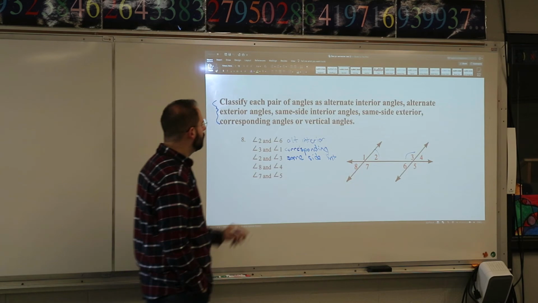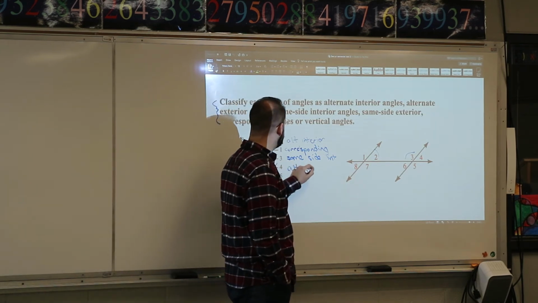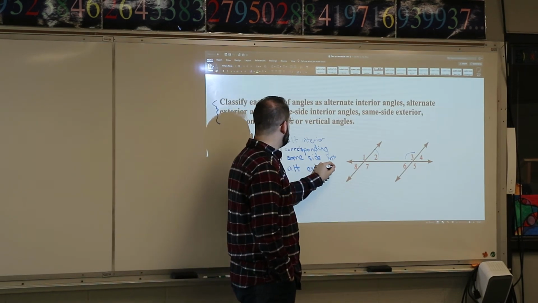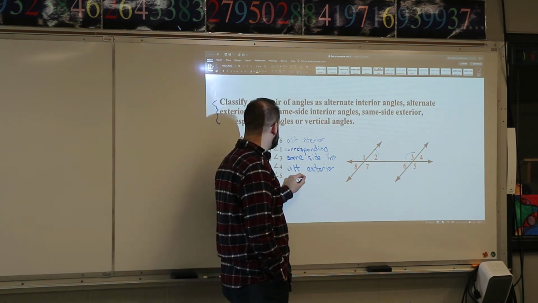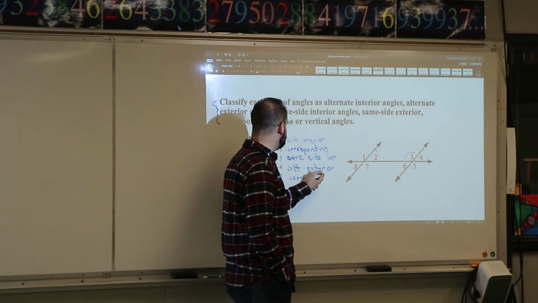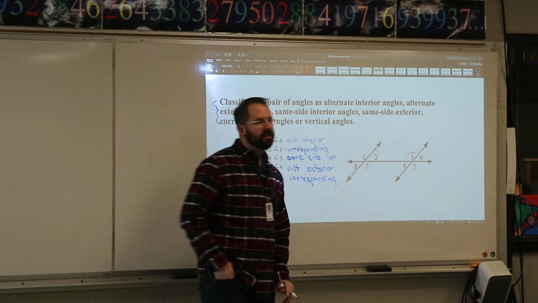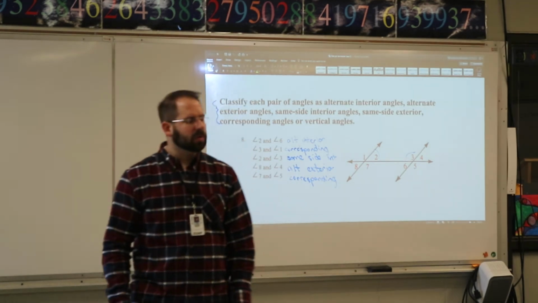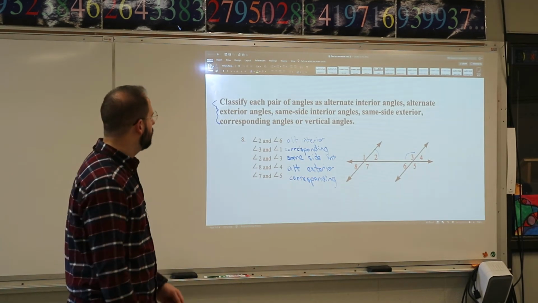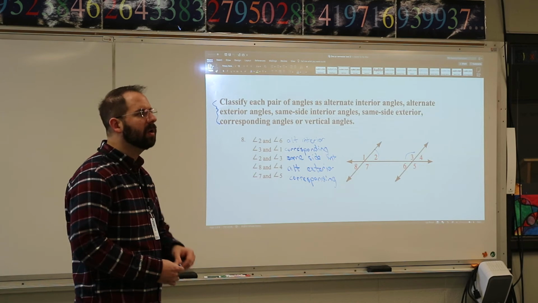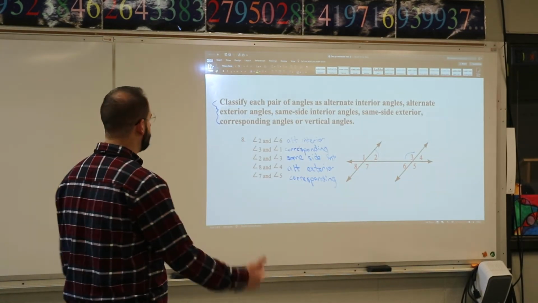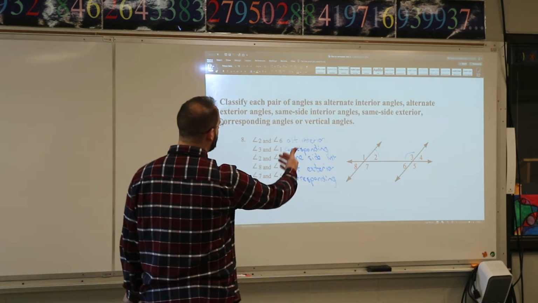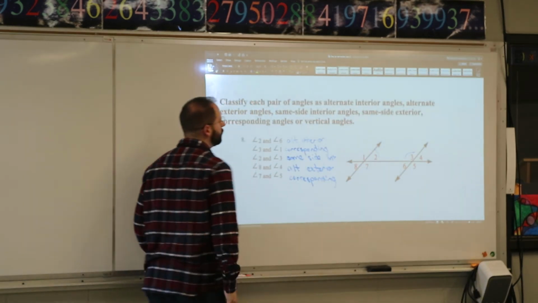8 and 4. Alt exterior. And the last one, 7 and 5. Corresponding. Alright. Again, these words can repeat. You're not going to use the word once and cross it off. The word bank is up above. Don't spell them wrong. Nothing's worse than somebody just saying, oh, it's opposite interiors. That's not an option. It's called alternates. Because it's written right here. There's your option. Okay, we're good to number 8.